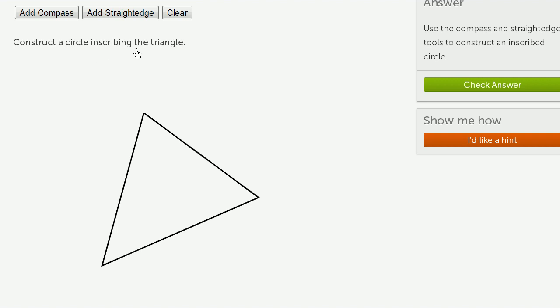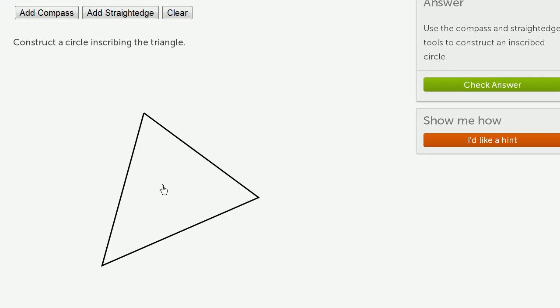Construct a circle inscribing the triangle. So this would be a circle that's inside this triangle where each of the sides of the triangle are tangent to the circle. And one way to, or probably the easiest way to think about it, is the center of that circle is going to be at the incenter of the triangle.